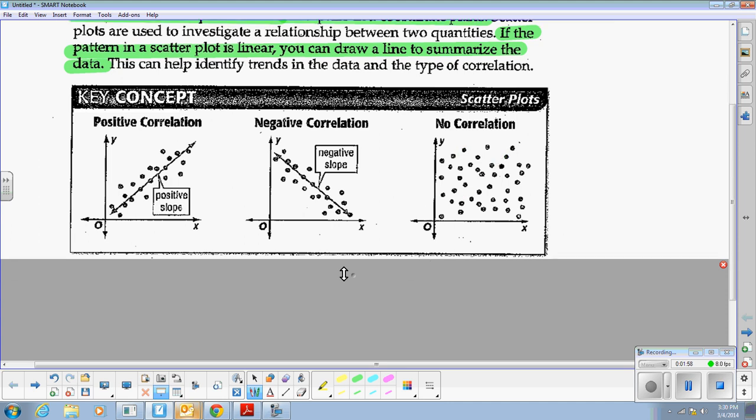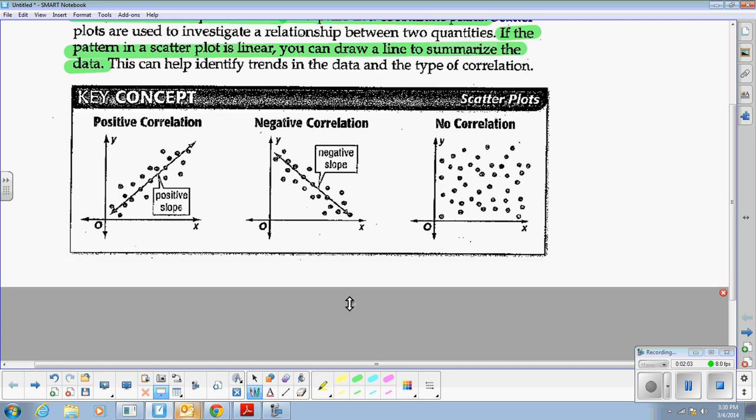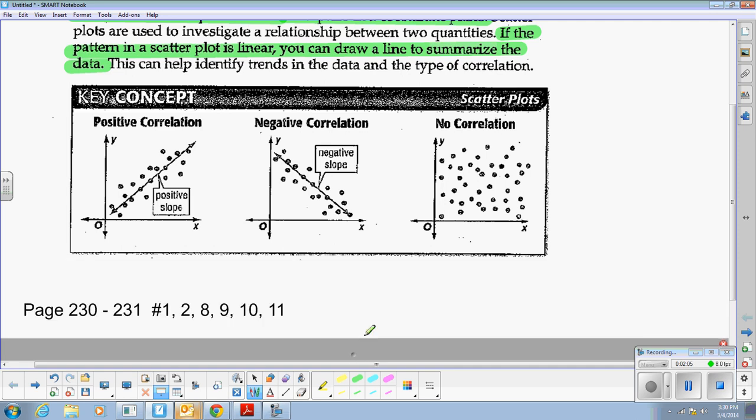What I'd like you to do, to begin identifying a positive, negative, or no correlation, is get your textbook and go to pages 230 and 231. In the graphs for numbers 1, 2, 8, 9, 10, and 11, I want you to identify whether it's a positive correlation, a negative correlation, or no correlation. That's all you need to do for those 6 problems. When you finish, turn it in at the front table. Let me know if there's anything I can help you with.